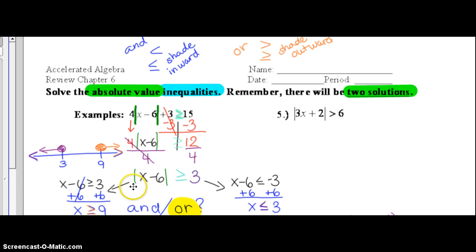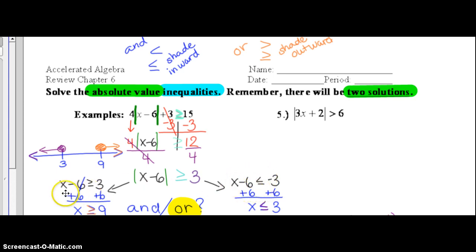Now that everything outside of the absolute value bars has been taken care of, I can split my inequality into two inequalities. x minus 6 greater than or equal to 3, and x minus 6 less than or equal to negative 3. Notice the first one looks just like the original without the absolute value bars. And the second looks very close to the original, but when I change the 3 to become a negative 3, I also have to change my greater than or equal to sign to a less than or equal to sign.